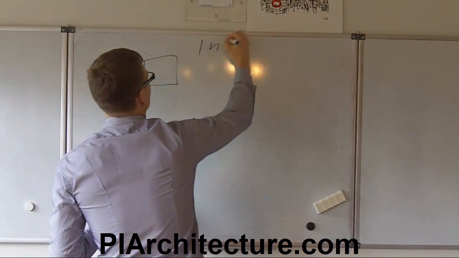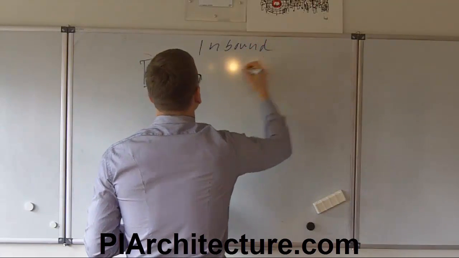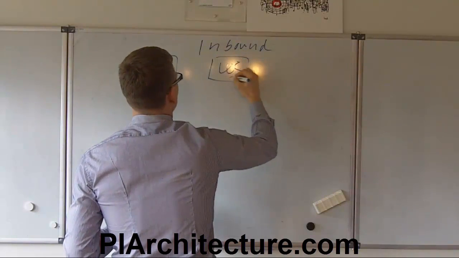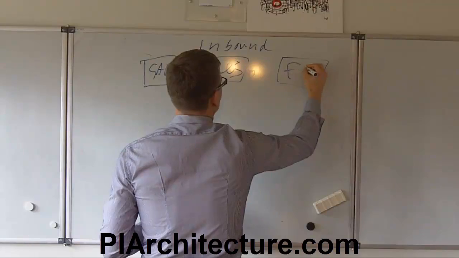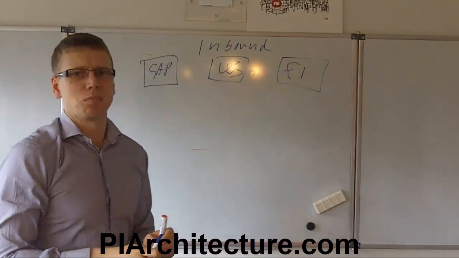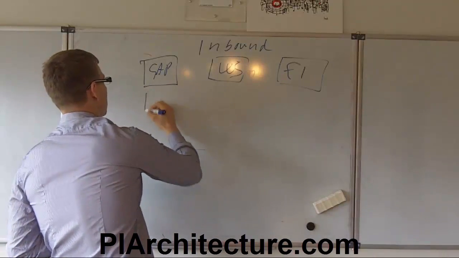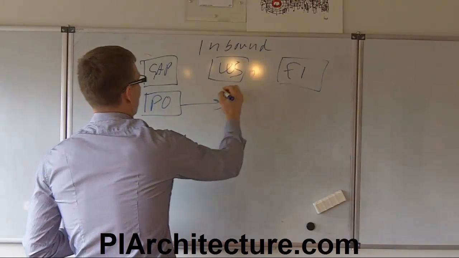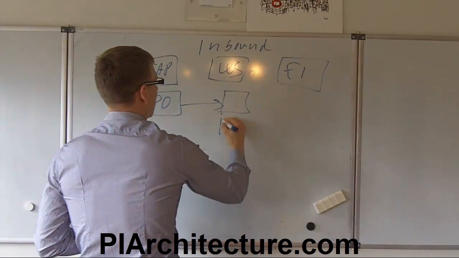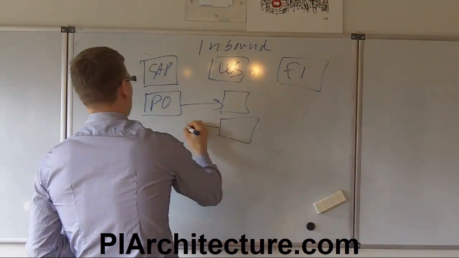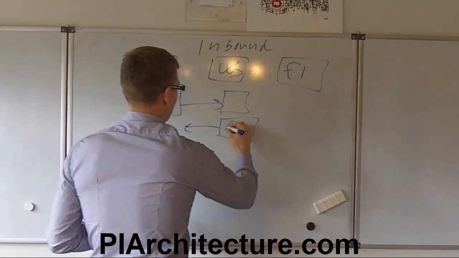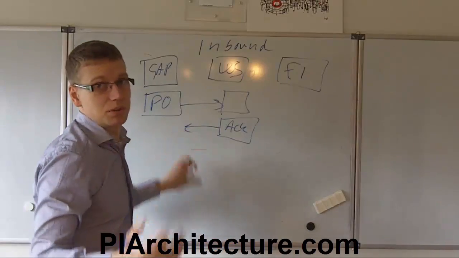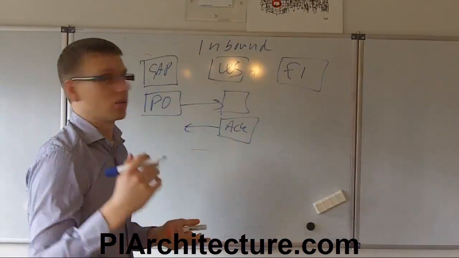inbound, warehouse system, maybe finance. And using this method we would say, oh well, the SAP system sends a purchase order in some way to the warehouse system. The warehouse system then sends an acknowledgement that it has received it, but it doesn't really do anything. The SAP system says, well, we have acknowledged it or whatever.